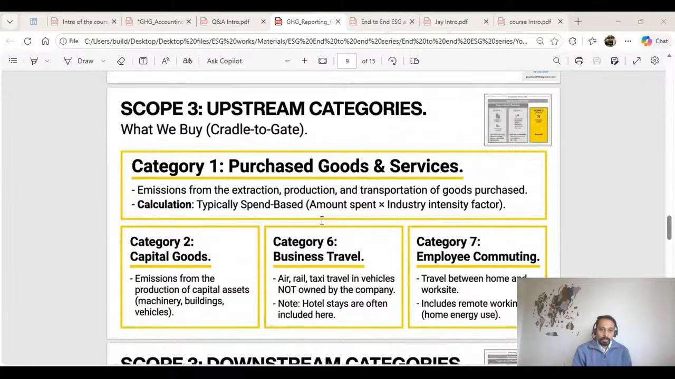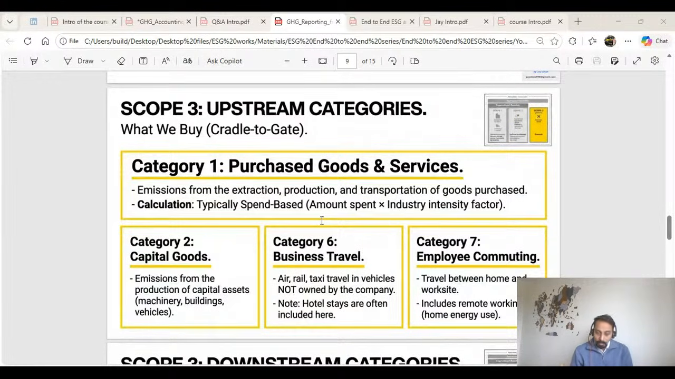Purchased goods are usually calculated using a spend-based factor, based on your spend in pounds or dollars and your industry intensity. The capital goods can be your buildings and machinery. In category 6, business travel, your senior management and board travel come under business travel.